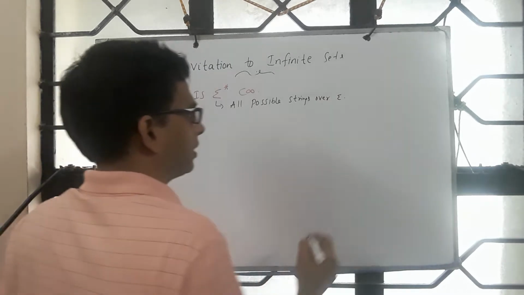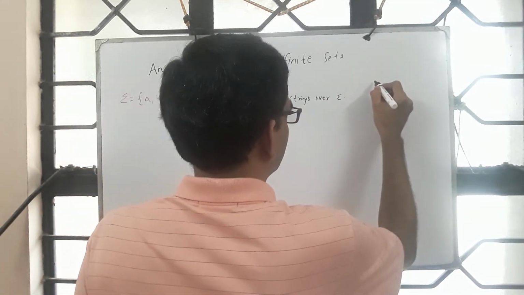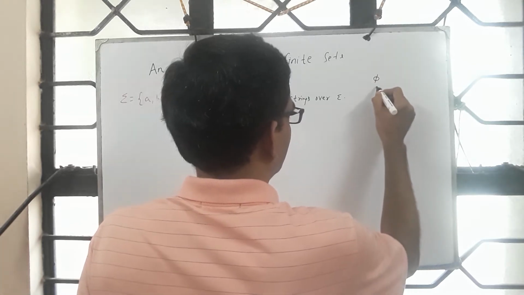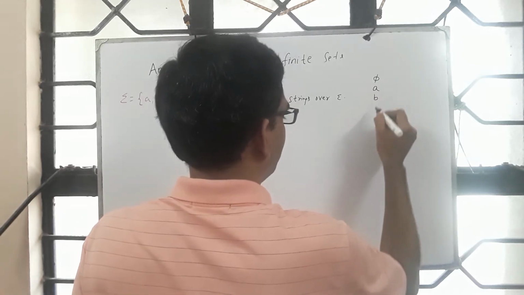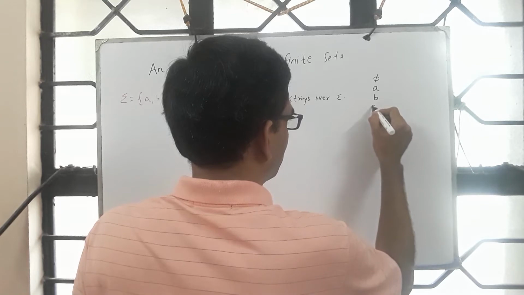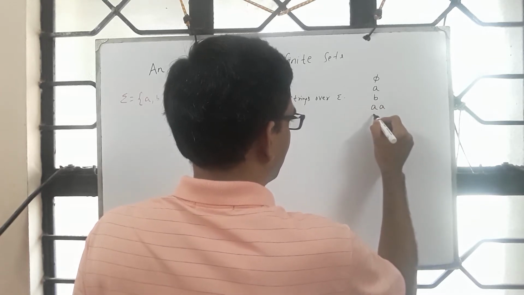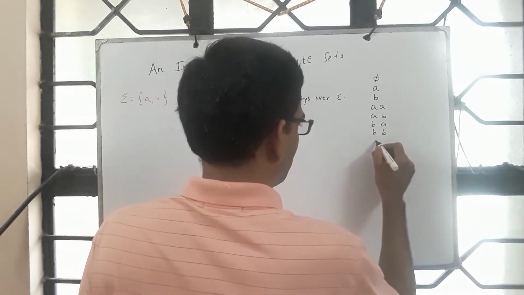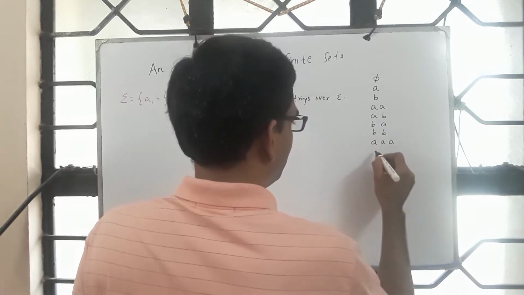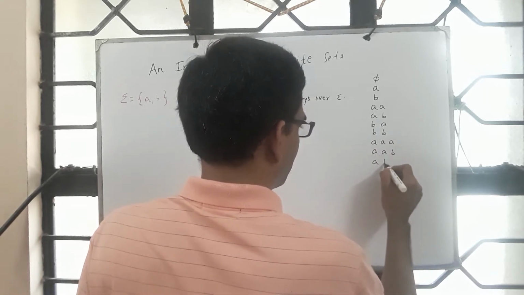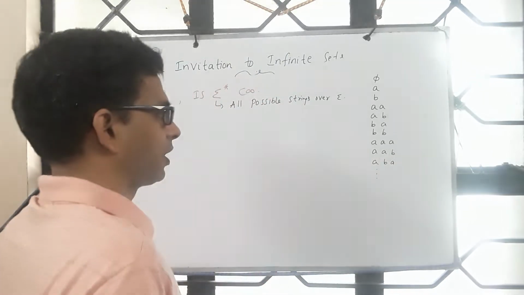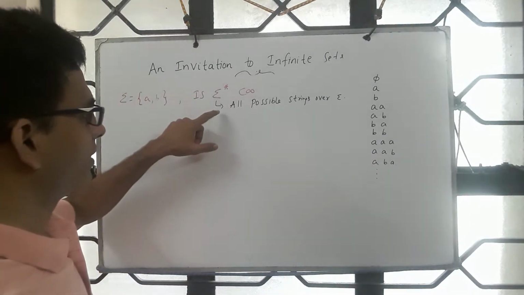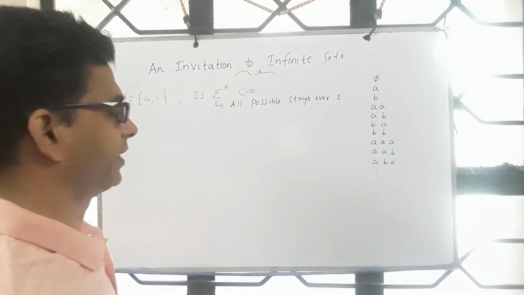Which means you have a string of length 0, which we say epsilon or empty, then strings of length 1, which are a and b, then all strings of length 2, that is AA, AB, BA, BB, and so on. Then you have strings of length 3, and so you get something like this. And then strings of length 4, 5, and so on. We want to know, is this set countably infinite?